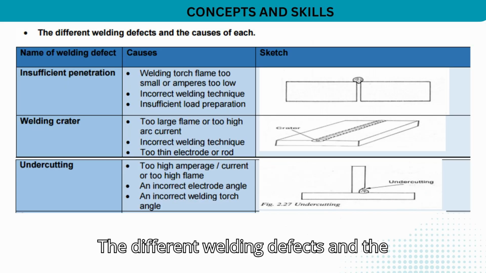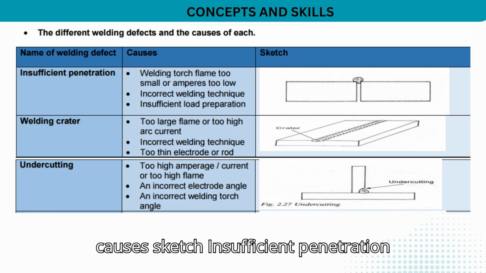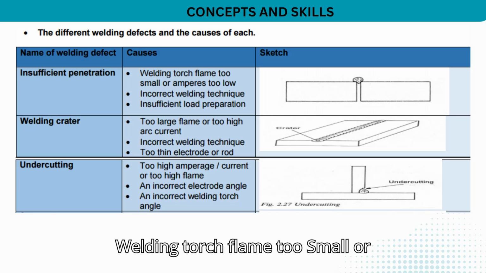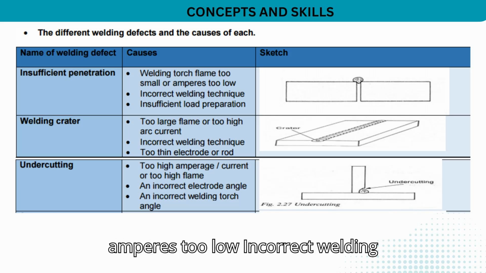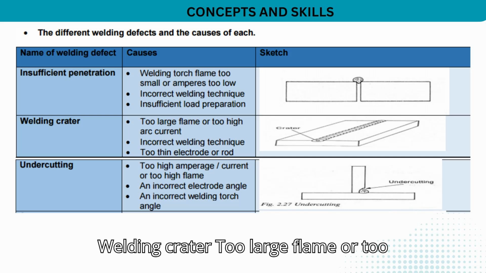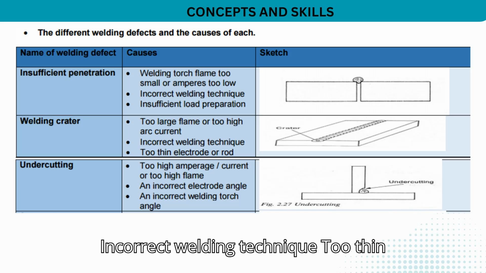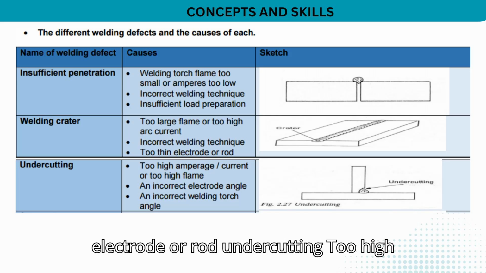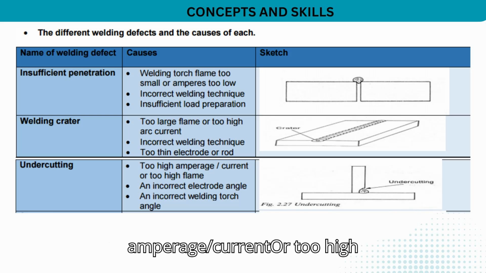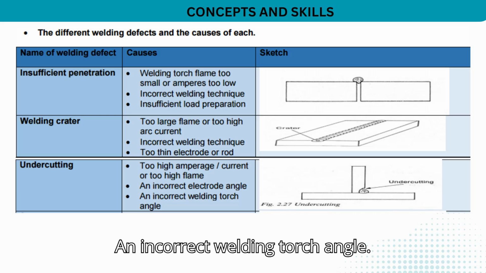The different welding defects and the causes of each. Name of welding defect, causes, sketch. Insufficient penetration: welding torch flame too small or amperes too low, incorrect welding technique, insufficient joint preparation. Welding crater: too large flame or too high arc current, incorrect welding technique, too thin electrode or rod. Undercutting: too high amperage/current or too high flame, an incorrect electrode angle, an incorrect welding torch angle.